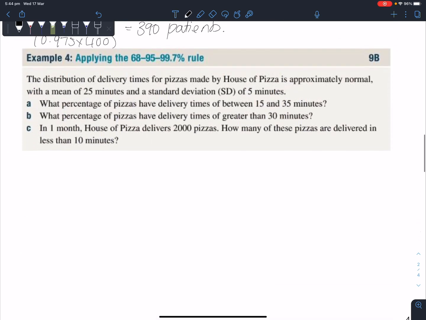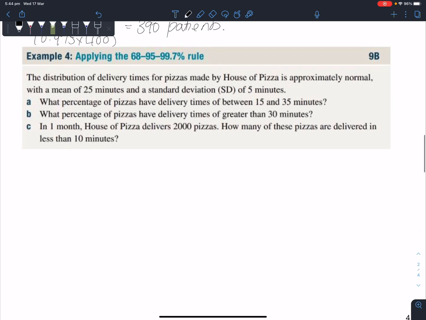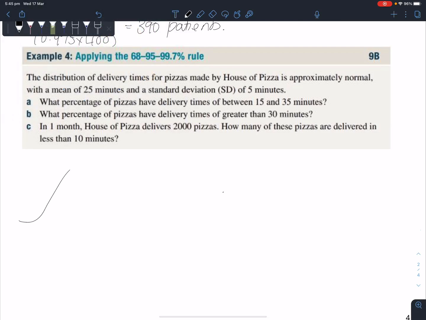Alright. Now, example 4. The distribution of delivery times for pizzas made by House of Pizza is approximately normal. So normal meaning normally distributed, with a mean of 25 minutes and a standard deviation of 5 minutes. So straight away I'm going to draw my curve. Okay, it's going to be dodgy, but it will do.